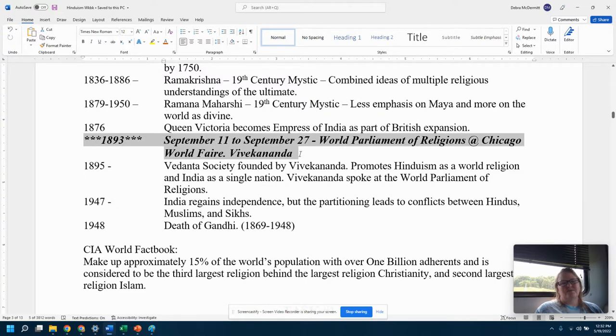All right, so this is an important date, and now that I no longer give the major tests, it's not quite as big of a date. However, it will show up as an extra point question. From September 11th to September 27th of 1893, the World Parliament of Religions took place. It's at the Chicago World Fair. Let's see here, Nikola Tesla, his stuff was being introduced. Plastic water bottles made their debut. A whole bunch of things were happening there.